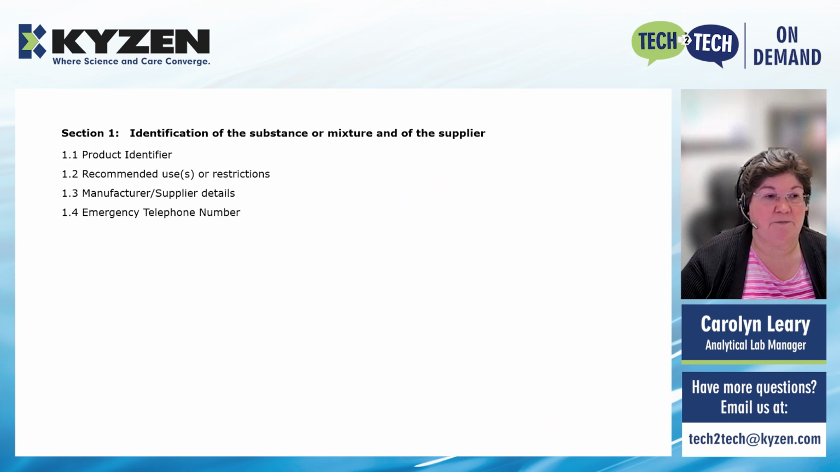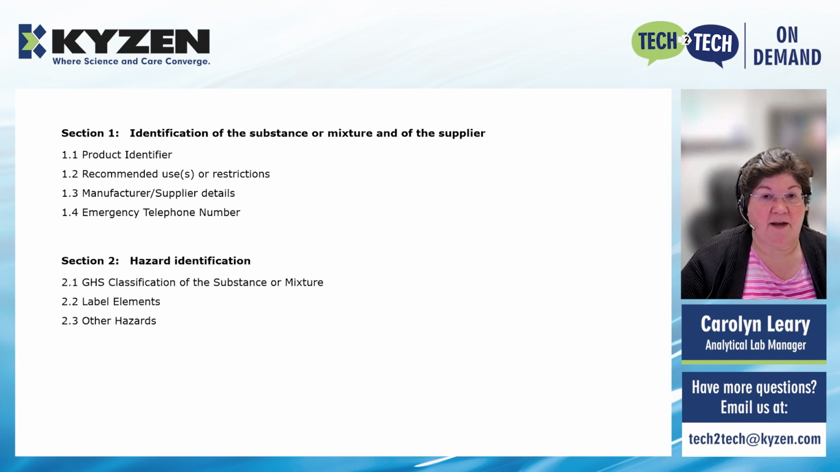for this material. Section 2 identifies the hazards. And here you'll see the GHS classification of the substance or mixture, if there is one. Also, we'll find the pictograms, signal word, precautionary phrases, and hazard statements that we talked about in part 3. And if there's any other hazards that aren't necessarily part of GHS, but are important for a user to know.